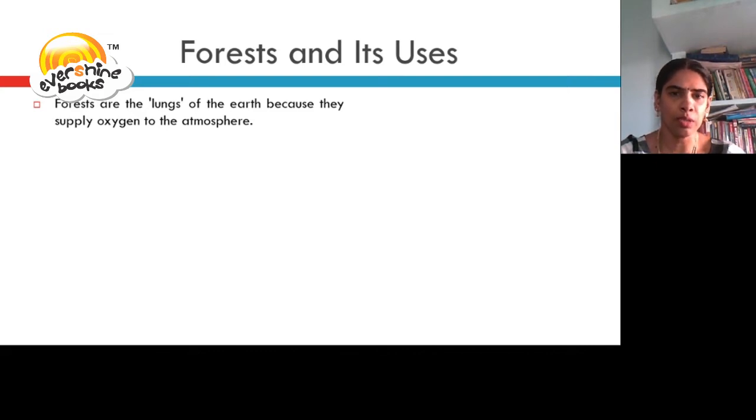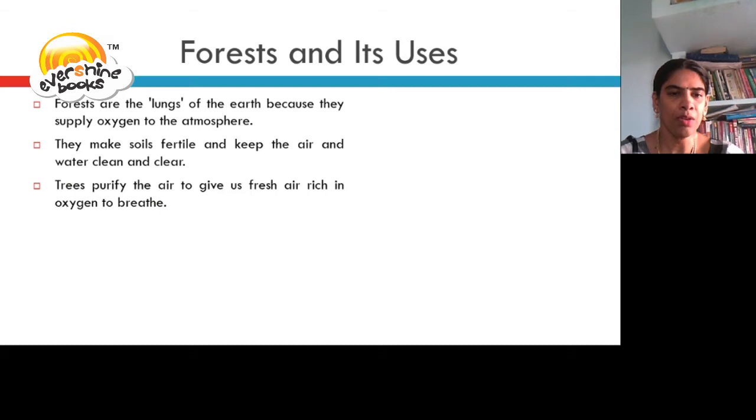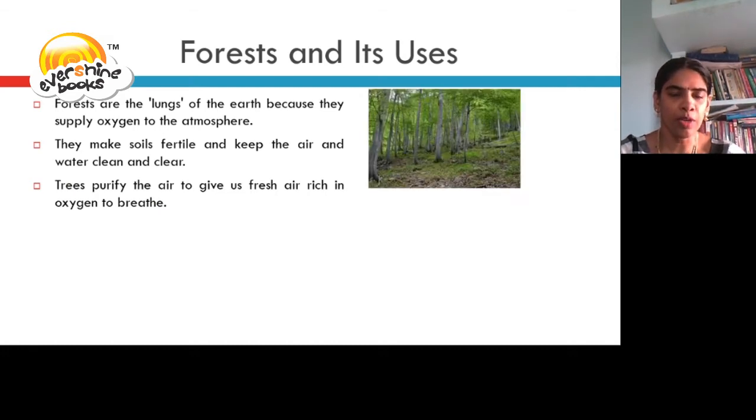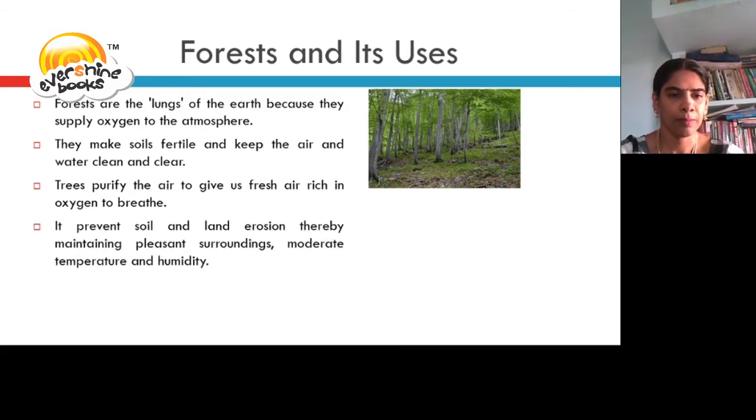Forests are the lungs of the earth because they supply oxygen to the atmosphere. They make soils fertile and keep the air and water clean and clear. Trees purify the air to give us fresh air which is rich in oxygen for us to breathe. They prevent soil and land erosion, thereby maintaining pleasant surroundings, moderate temperature and humidity. They also provide a habitat and food for animals.